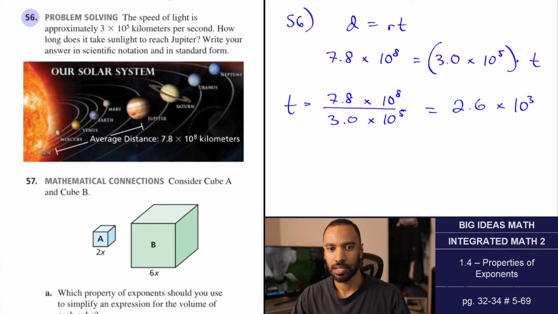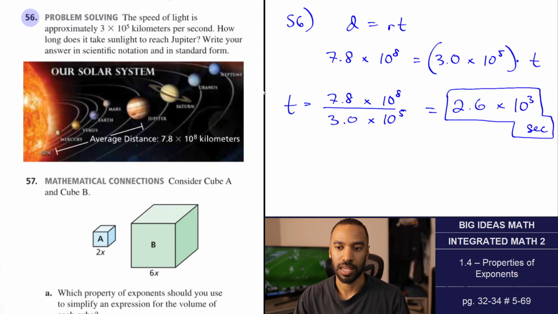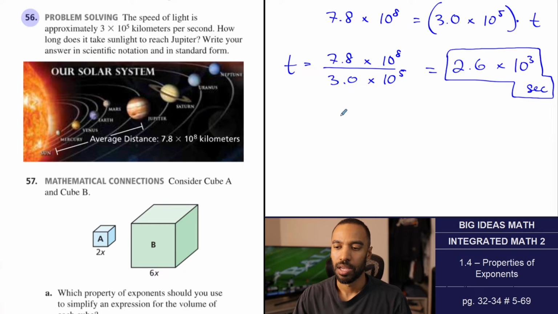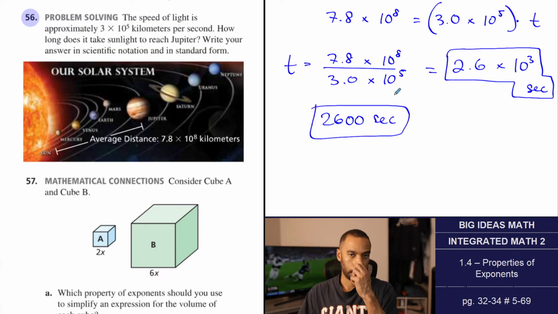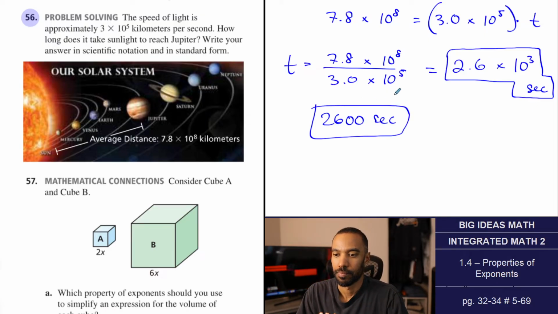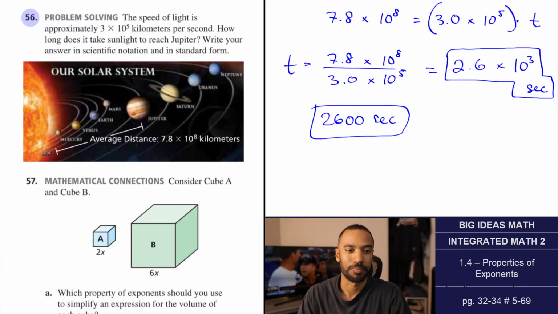This is in seconds. Now that's not 2.6 seconds. That is, and it's actually not that slow, I guess. It's 2,600 seconds, which is less than an hour. Cool. Yeah. I didn't know that. It takes that long for sunlight to reach Jupiter. All right, number 57.